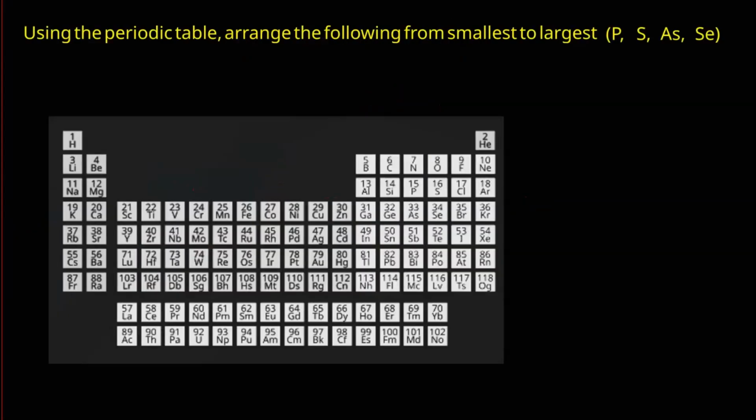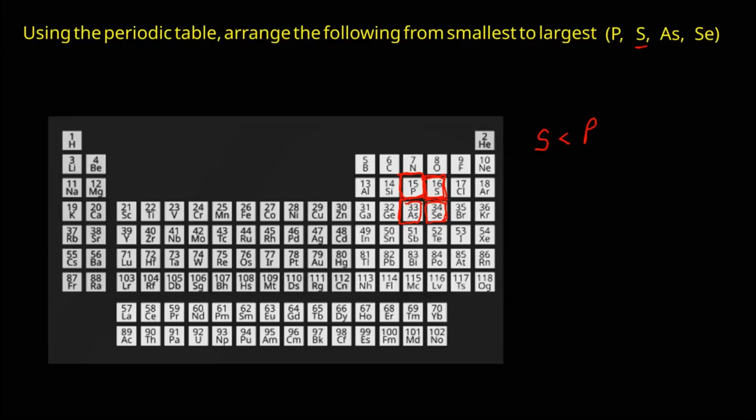Okay, let's see if we can predict which is the smallest to the largest. So we have phosphorus, sulfur, arsenic, and selenium. I have them highlighted here for you. The smallest one will be the one that's the furthest up and furthest to the right. So that would have to be sulfur. So we can say that sulfur is smaller than the next one up and over, phosphorus, smaller than selenium, which is smaller than arsenic.